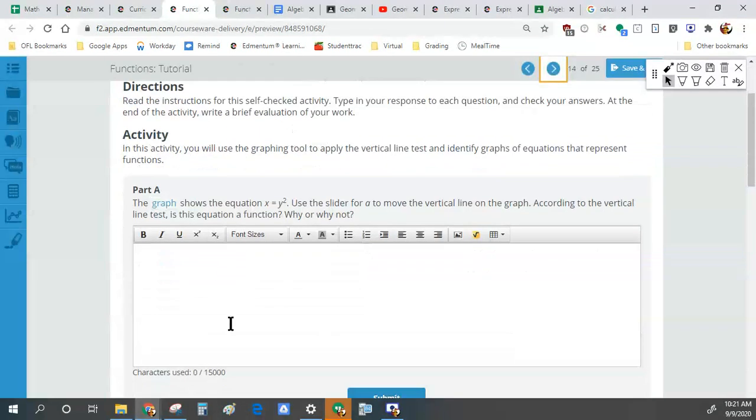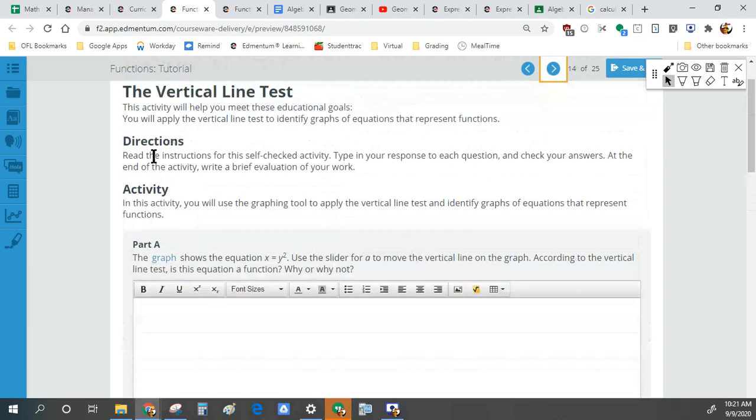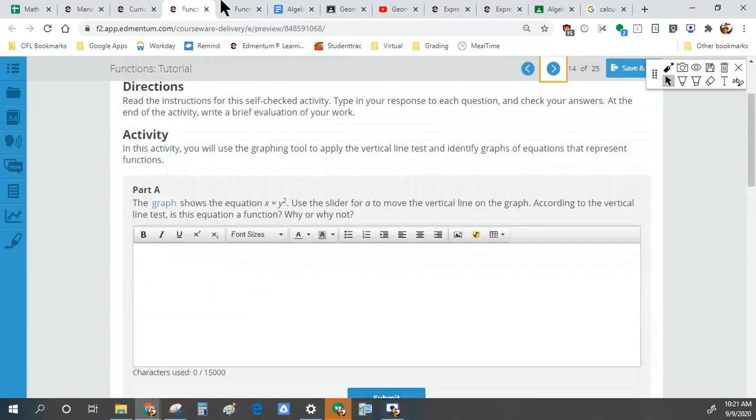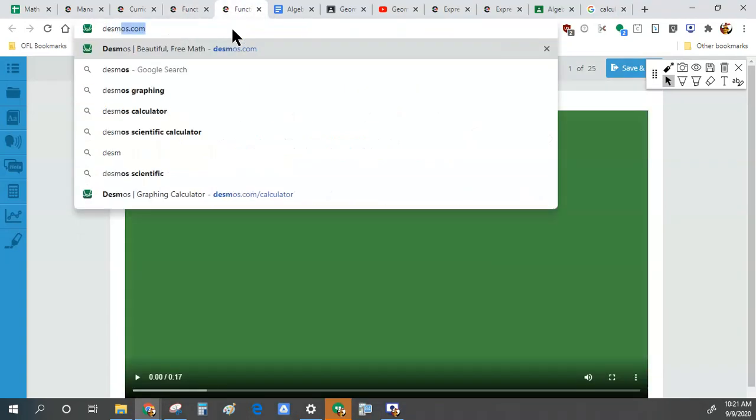So let's do here. We're going to say x is equal to y squared. Is this a function, according to the vertical line test? Did they give us a thing to graph? They didn't. So here's a cool tool that I'm going to recommend you use a lot. It's called Desmos.